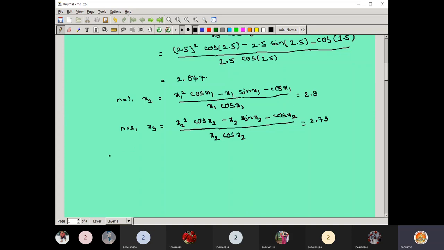So therefore you make a statement: since the successive roots are equal, the root is x equal to 2.79.